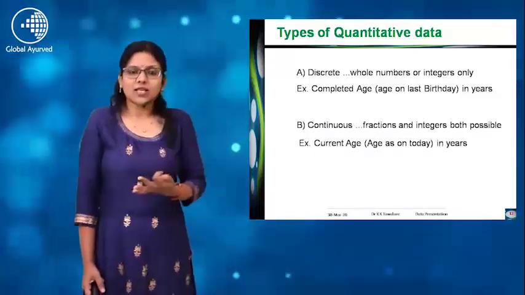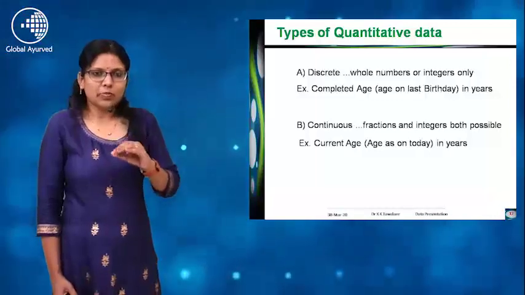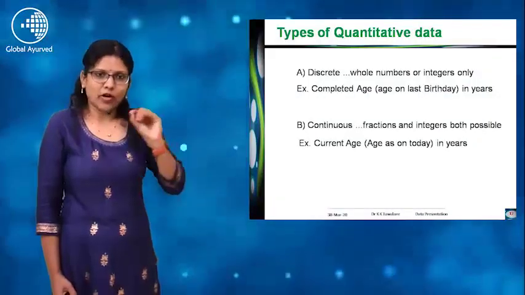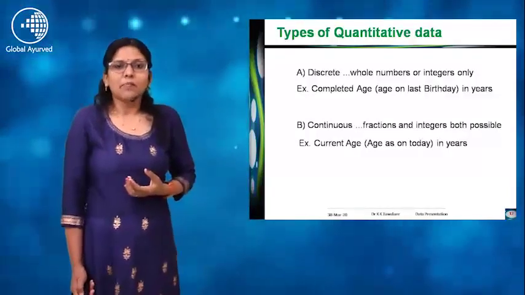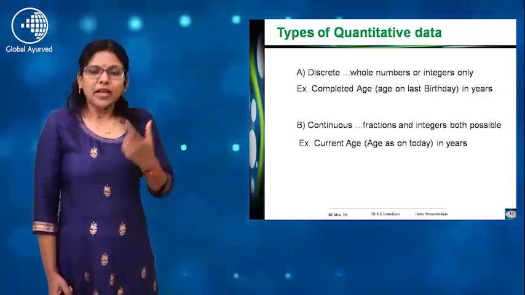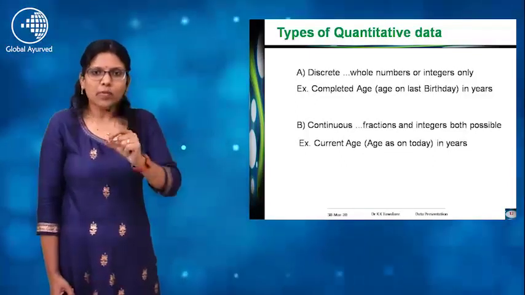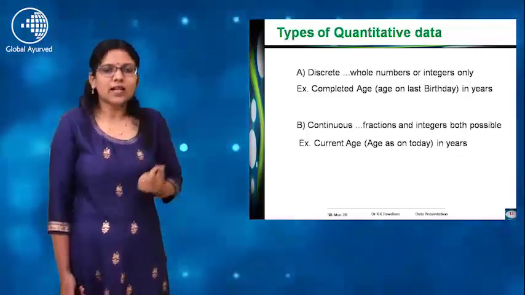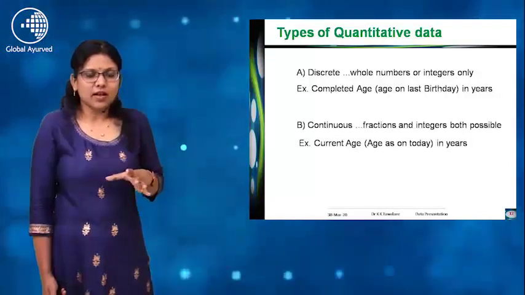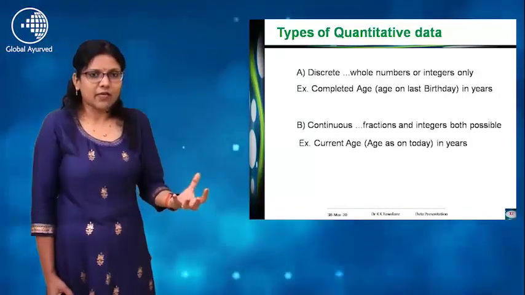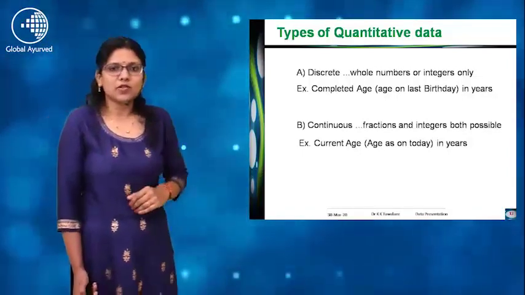But when we ask what is your age today, there may be a possibility of getting 16 years, 6 months, point something. Such data is called continuous data. Means when the observations contain only whole numbers or full integers, it is called discrete data, and continuous data is when the observation can take any fractional value from the given range.